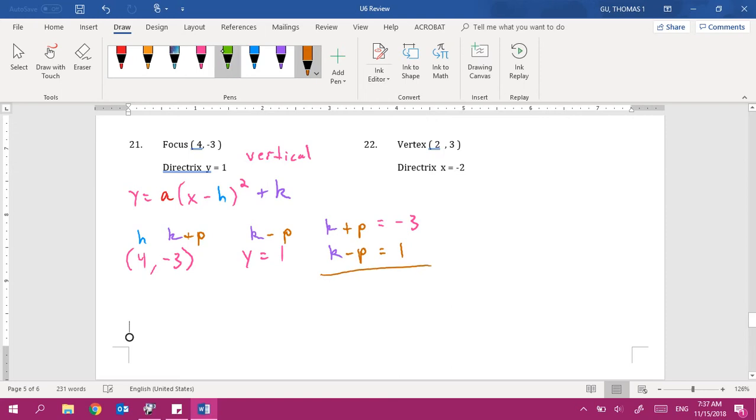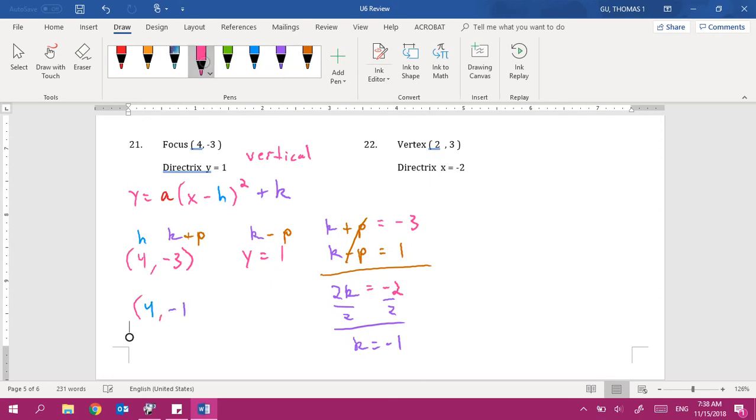And notice if we add these together, what happens to the p? It cancels out. It's gone. So then what do we get? 2k equals -2. So how do I find k? Divide by 2, so k equals -1. So now I have k and I have h, so don't I know the vertex? Yeah. So what is the vertex then? (4, -1).